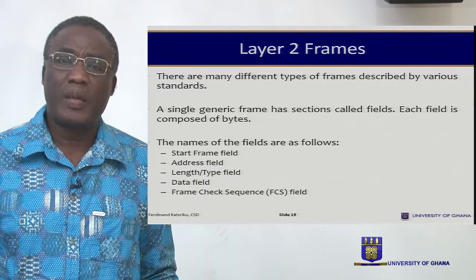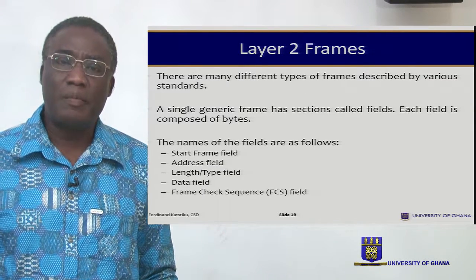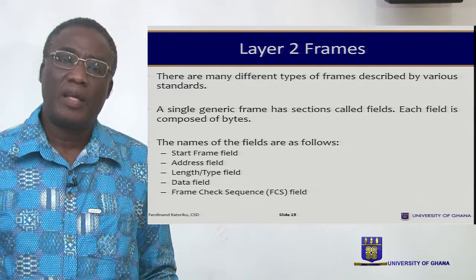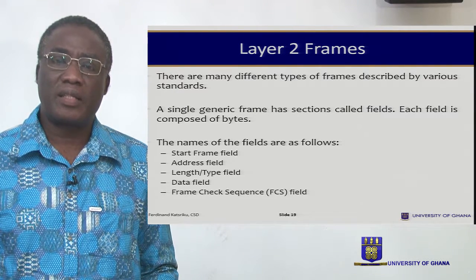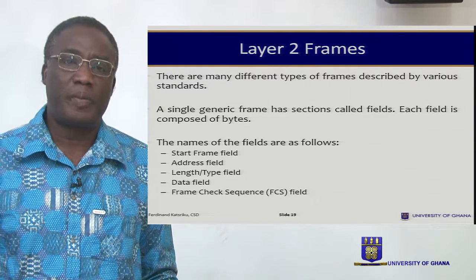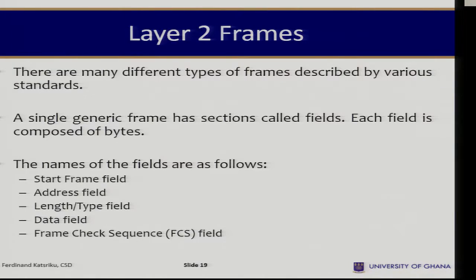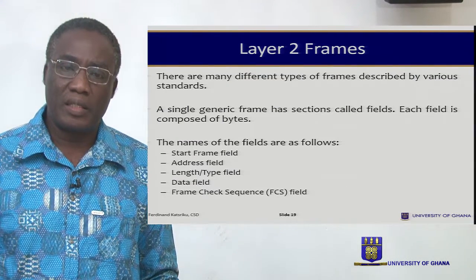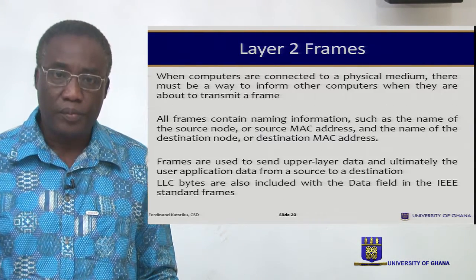There are many different types of frames described by various standards. A single generic frame has sections called fields. Each field is composed of bytes. The names of the fields that you commonly find are as follows. There's a start frame field, address field, length type field, data field, and frame check sequence field.